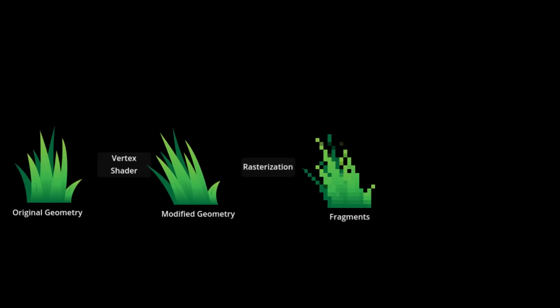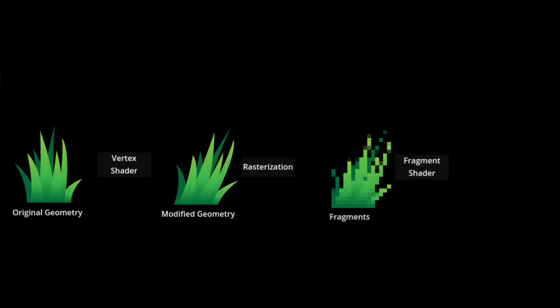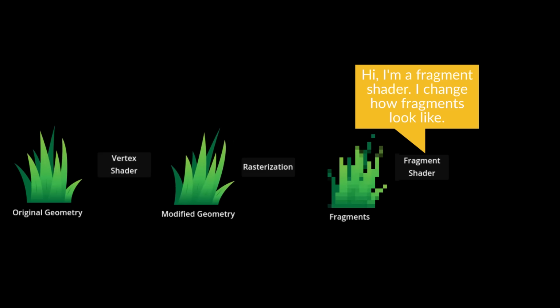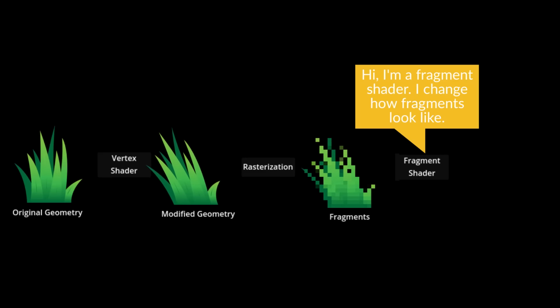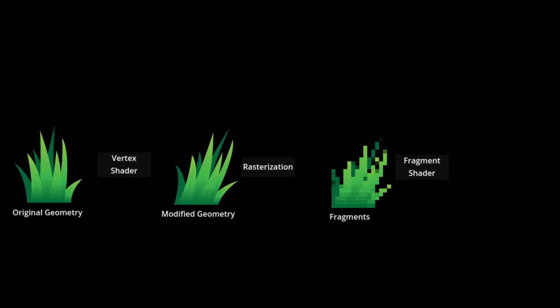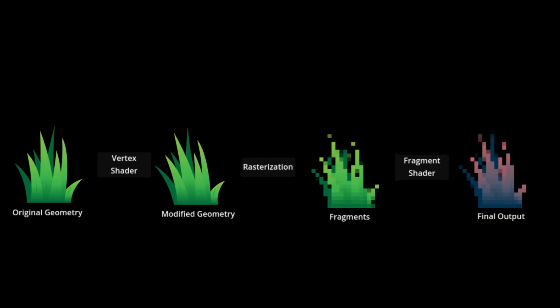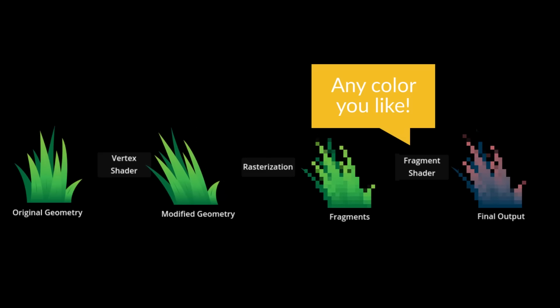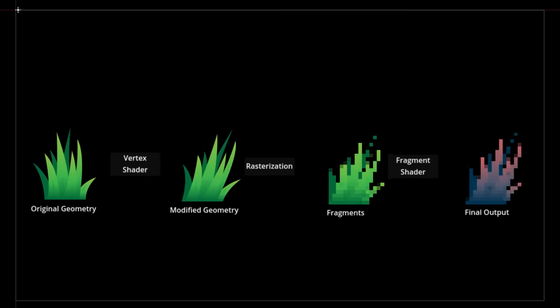So after rasterization is done, we got a bunch of fragments. And now the graphics card will run a fragment shader for each of these fragments. And with this fragment shader, we can modify the fragment data that the graphics card just collected when it rasterized the mesh. For example, we can change the color of the fragment or its transparency. Once all the fragments have been processed, the graphics card will use the final information from these processed fragments to draw the actual pixels into our output window.